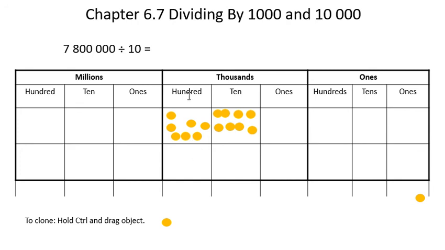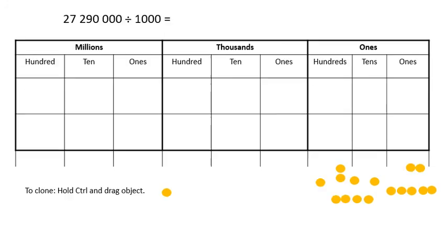So now we could count the 100,000s, which is 1, 2, 3, 4, 5, 6, 7. And let's count the 10,000s, 2, 4, 6, 8. And we have none in the 1,000s column. We have nothing in the 100s column, nothing in the 10s column, and nothing in the 1s column. So 7,800,000 divided by 10 is 780,000. That's 10 times smaller. We can check this by using our fact families and saying 780,000 multiplied by 10, and that will give us 7,800,000.